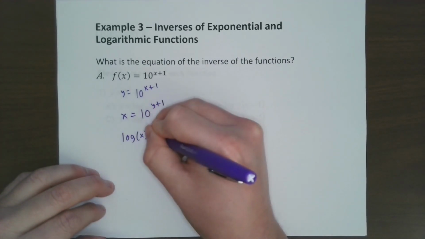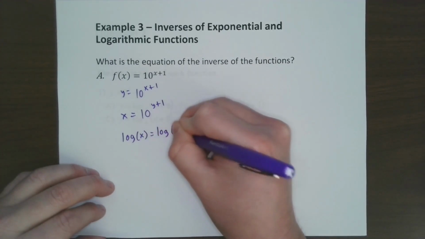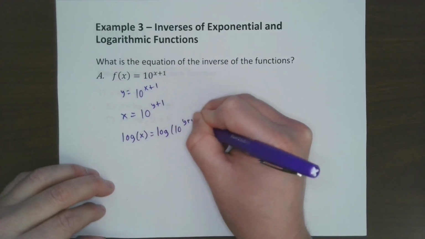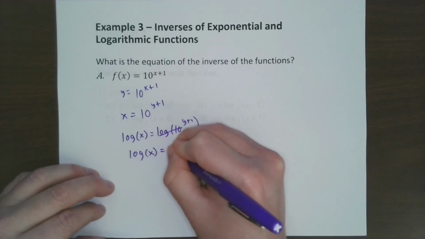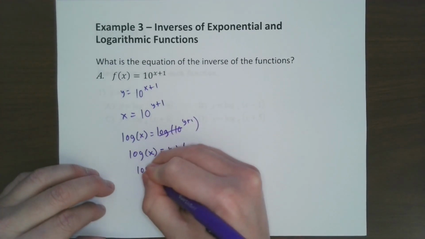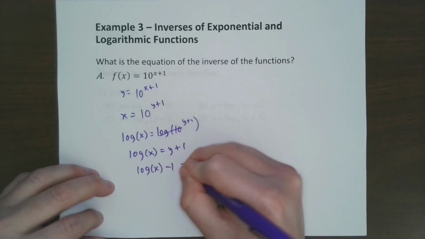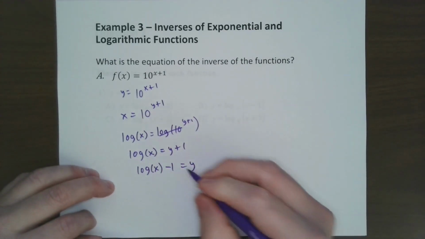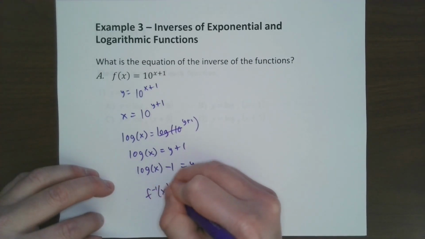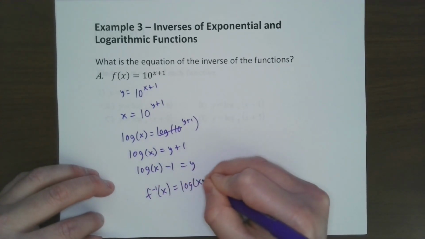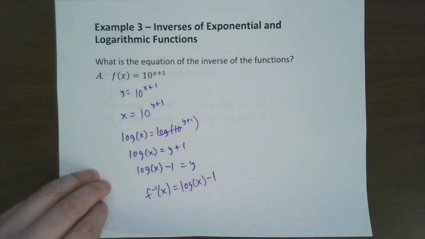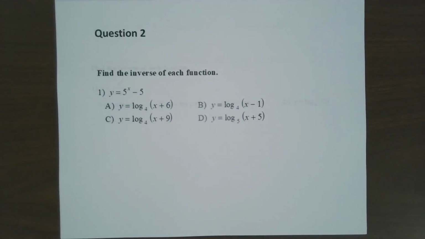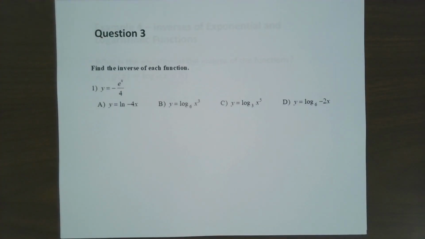So log x equals log 10 to the y plus 1. Well, these cancel. So you have log x equals y plus 1. So you have log of x minus 1 equals y. And now we have f to the -1 of x equals log x minus 1. So that's how you find the inverse. Go ahead and try this one.